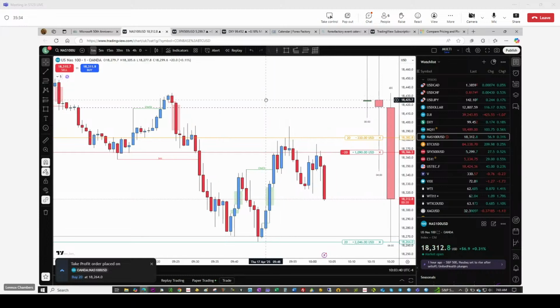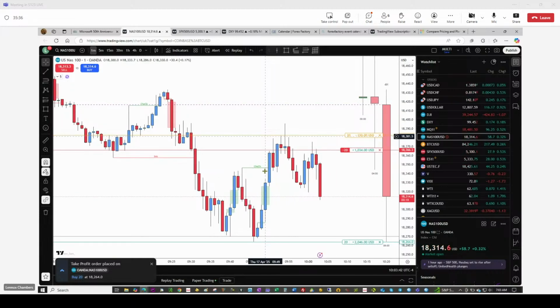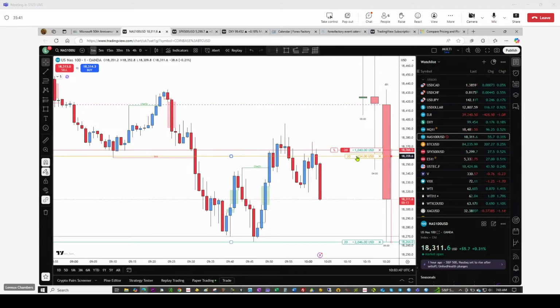And that's essentially what we want to do. And so now I can put my stop into positive, so I'm not in a losing situation whatsoever. So, put it just here.